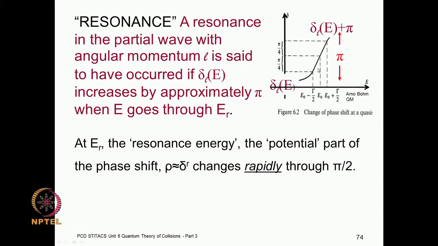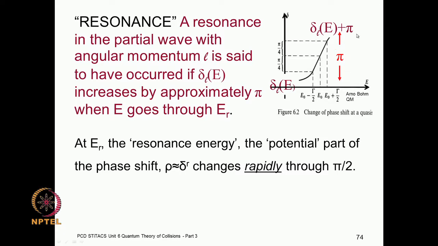It goes through pi by 2, so from here to here the net change is pi by 4 plus pi by 4, so there is a pi by 2 change in this region, and there is another pi by 4 change as you go from well below the resonance to well above the resonance, there is another pi by 4. So the net phase shift change is from delta to delta plus pi.